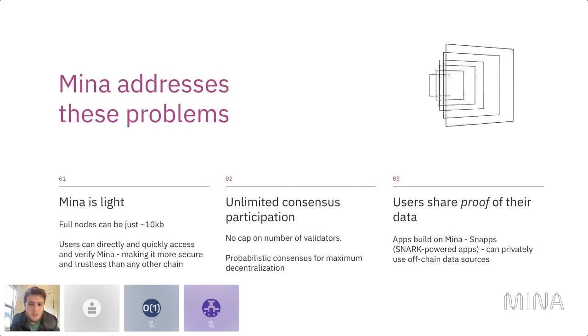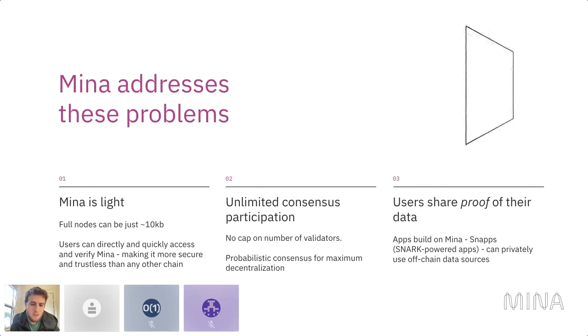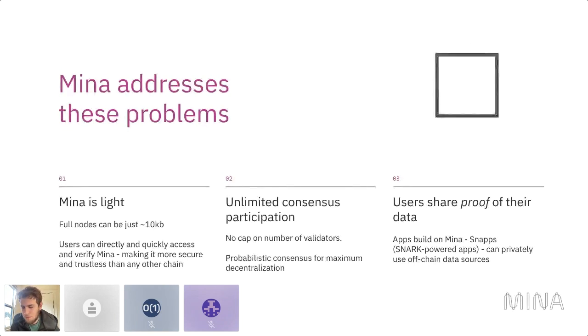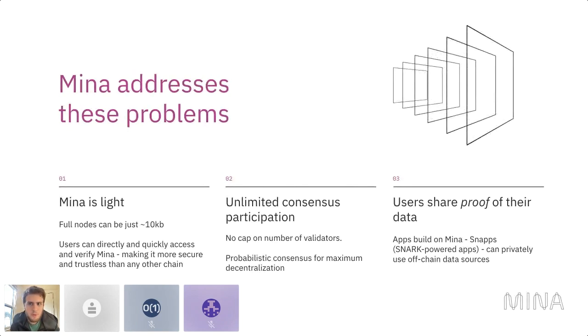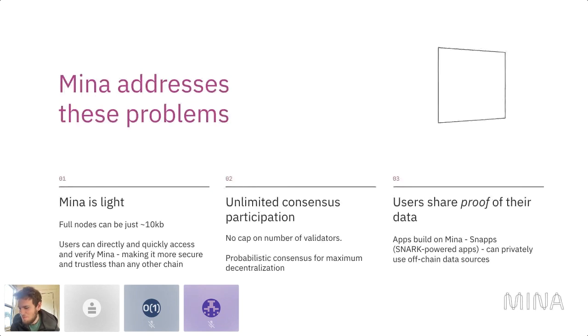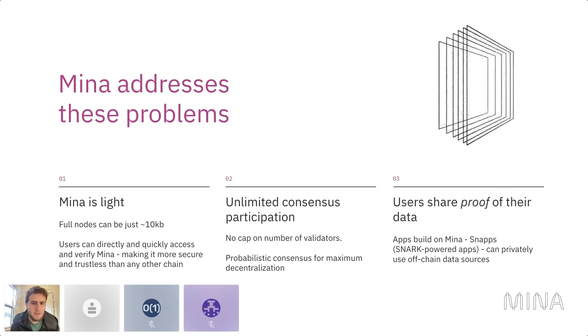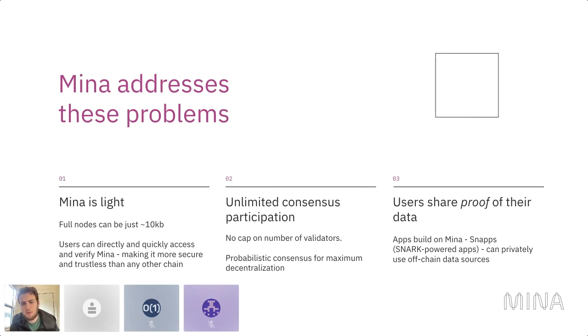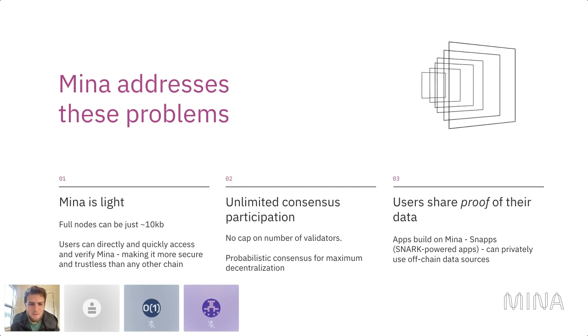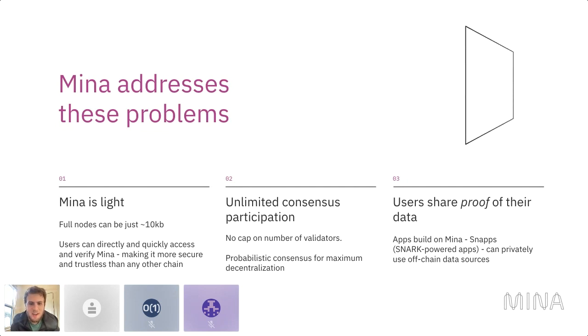Users can also share proofs of their data with these zero-knowledge proofs, so that they can build with things like privacy, and build with verifying very large amounts of data and very large computations off-chain, but putting those things on-chain in very native ways to the L1. So that's the Snapps stuff we'll talk about today.